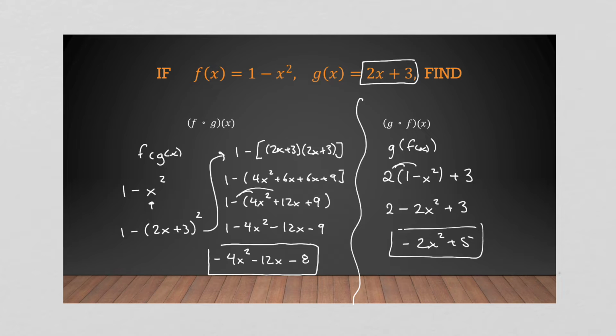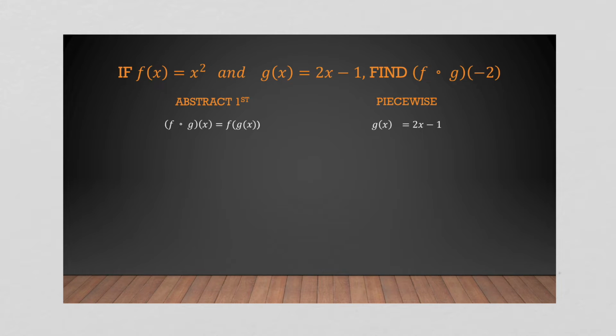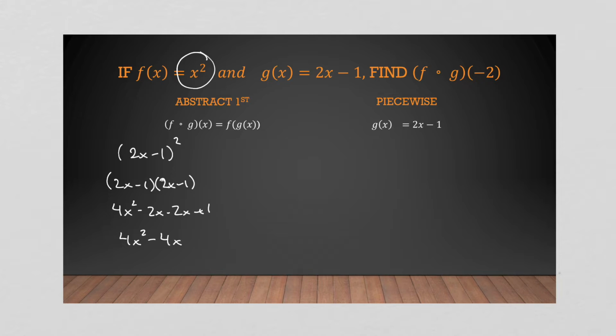So let's keep going. Here's an example we'll do in the abstract, and then we'll do piecewise. So we have two functions. f of g of x means my f function, x squared, I'm subbing in my g of x value. So again, now I have 2x minus 1 all squared instead of x, which means I have 2x minus 1 times 2x minus 1, FOIL, 4x squared minus 2x minus 2x plus 1, so 4x squared minus 4x plus 1.